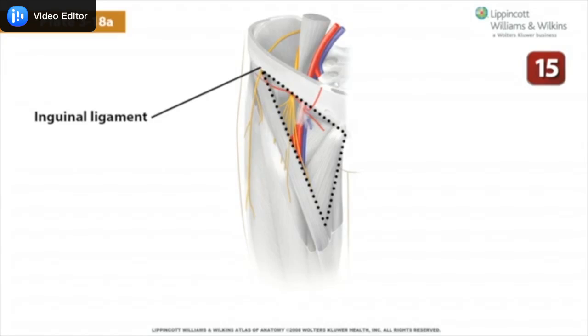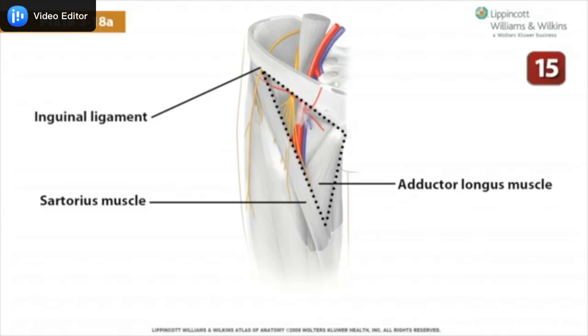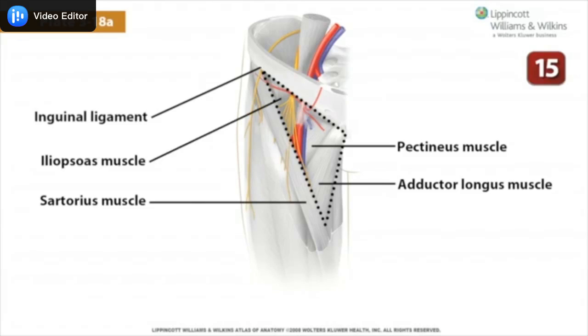The lateral border of the triangle is the sartorius, while the medial border is the adductor longus. The roof of the femoral triangle is formed by the fascia lata. The pectineus muscle forms the medial half of the floor of the triangle, while the iliopsoas is the lateral half of the floor.